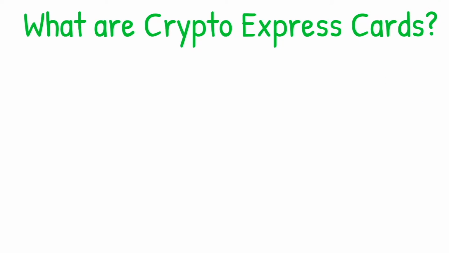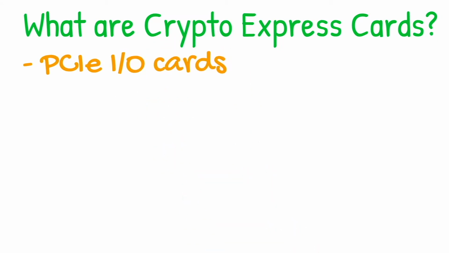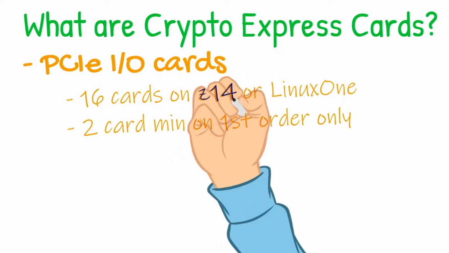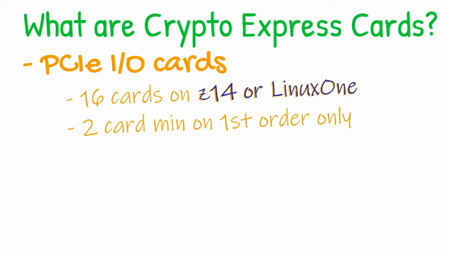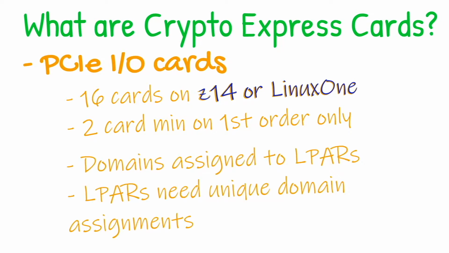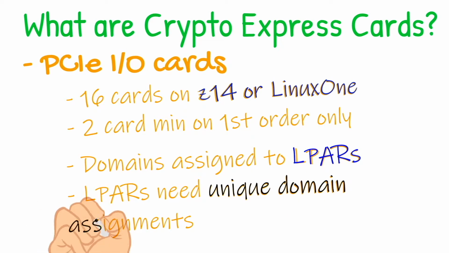Crypto Express cards are physical PCIe I/O cards that do various cryptographic functions. You can have up to 16 of these cards on a Z14 and Linux One. Initially, when ordering, these must be ordered as a pair. And from there, you can order them in any quantity, up to the maximum. The cards are set up to be shared across all of your active LPARs. They're set up with what they call domains, which allow you to use these cards for your different LPARs.